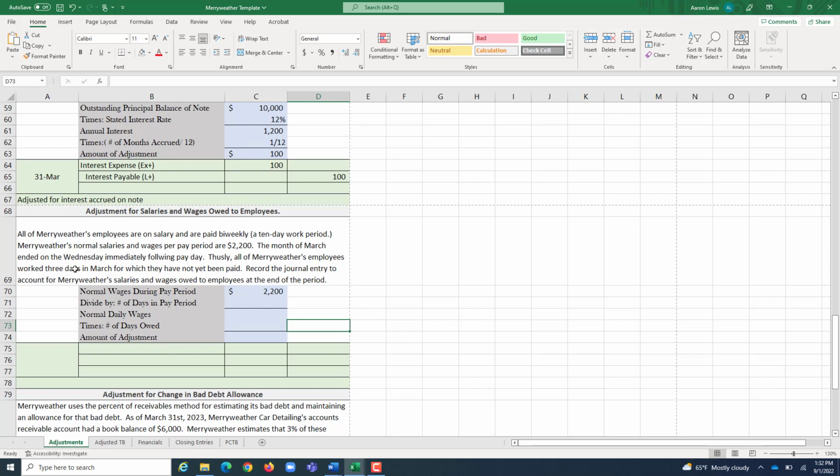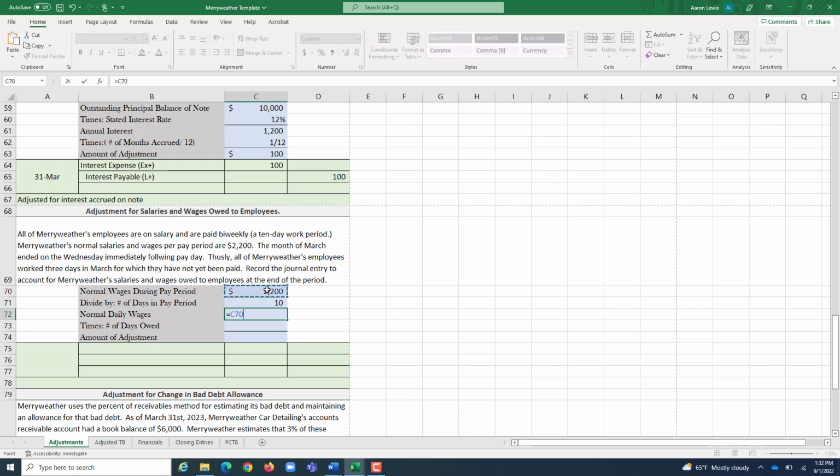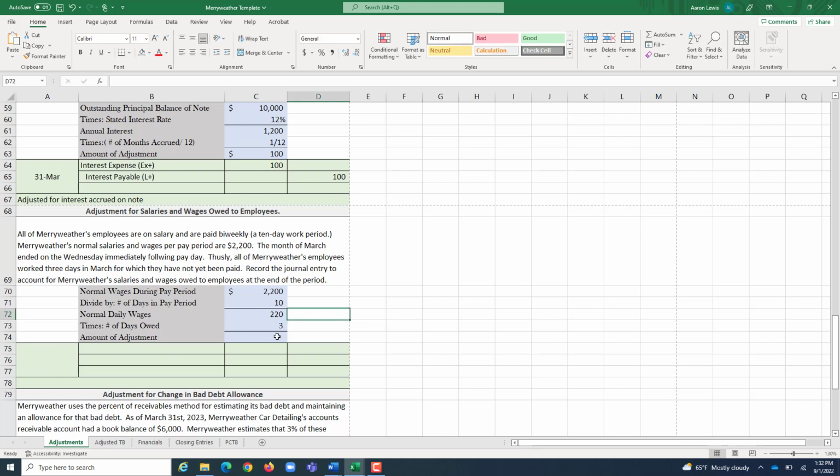To figure out how much we need for 3 days, we need to first figure out how much we normally pay our employees each and every day. If they typically make $2,200 for each 10-day biweekly period, we can divide that $2,200 by 10 and come up with $220. We typically pay our employees $220 per day. Yes, we don't pay them every day, but on a rate basis, that's how much our employees earn each day. And if we owe them for 3 days, and they typically make $220 per day, that means that we owe them a grand total of $660 for wages for days that they've worked during the period but have not yet been paid.